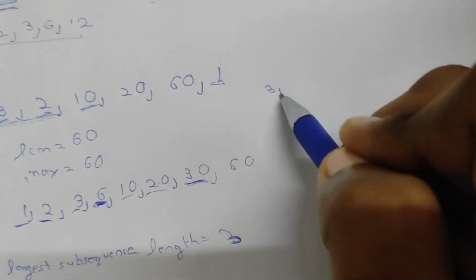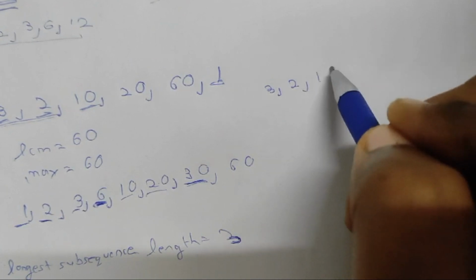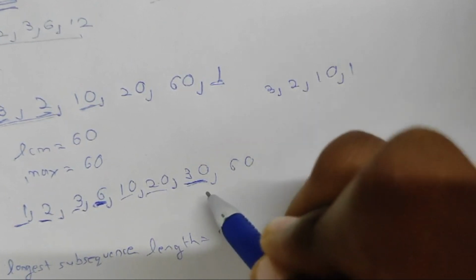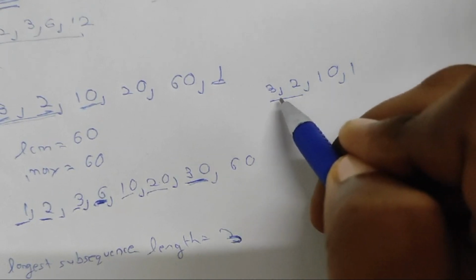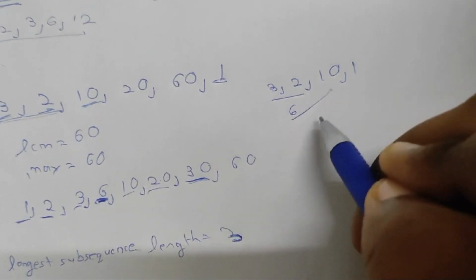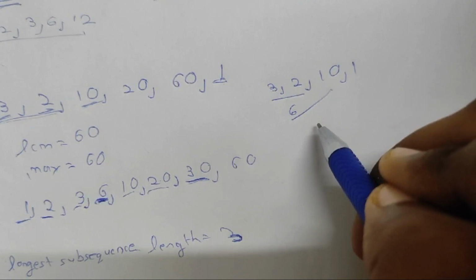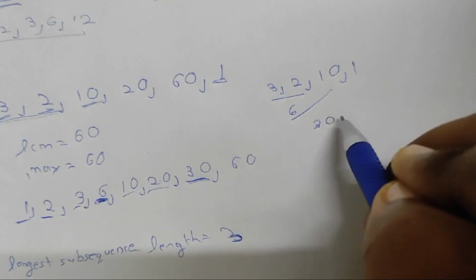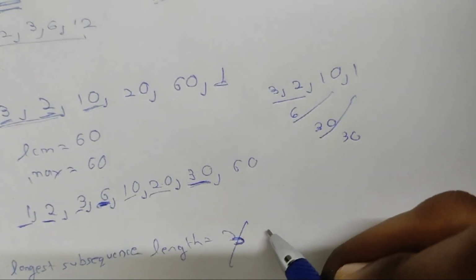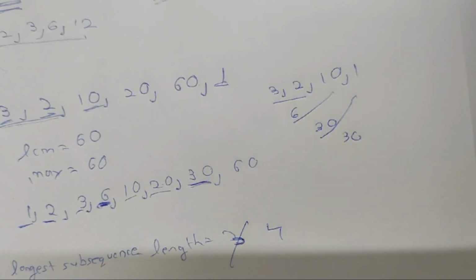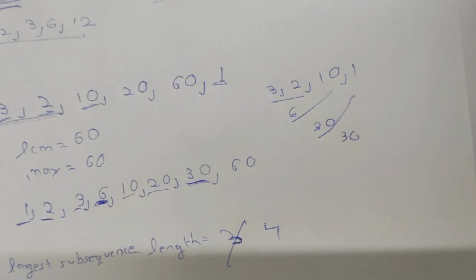Now we will check, the LCM of 3, 2, 10 and 1 is equal to 30. LCM of 3 and 2 is 6. LCM of 6 and 10 is what? 6 and 10 is 30, right? 30. 30 and 1 is 30. So now we got a much longer subsequence. So the length of the longer subsequence is 4.